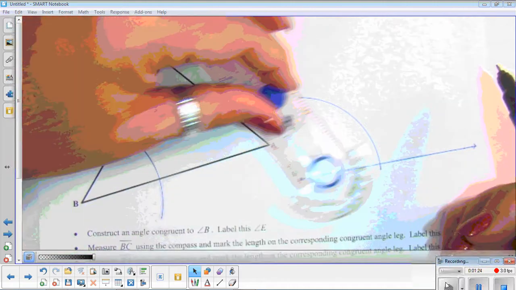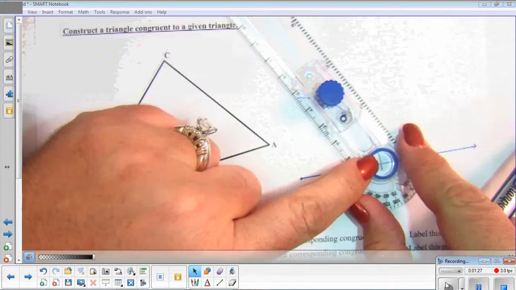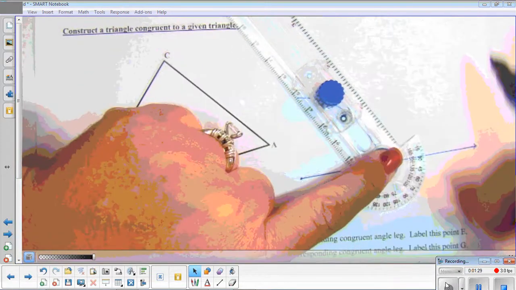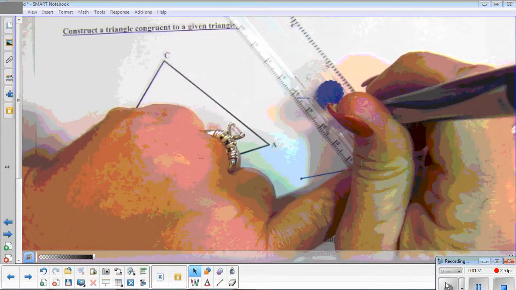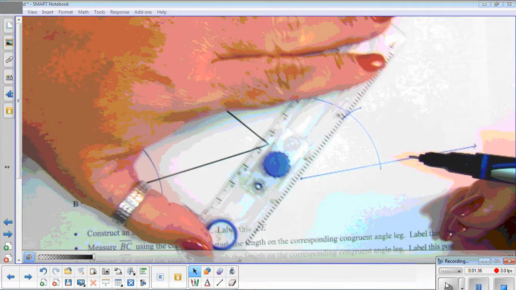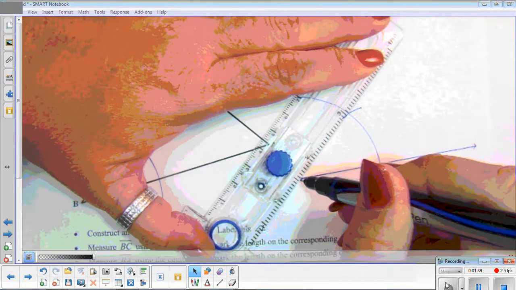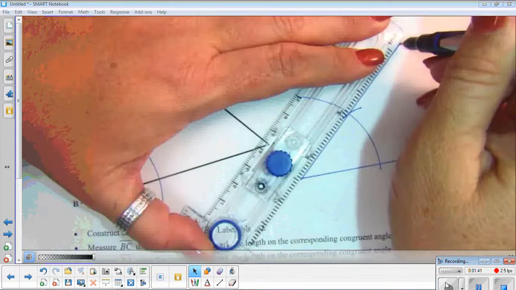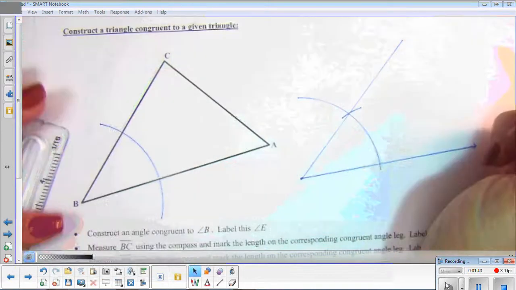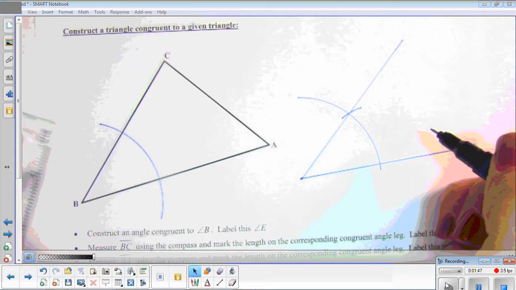Now I'm going to slide over to my picture on the right. Put my crosshairs there, hold that firmly in place, and then make a mark where they cross. That will make my angle the same as angle B. If you had any trouble with that, remember there's also the construction on how to make a congruent angle. Now, how to make the triangle.